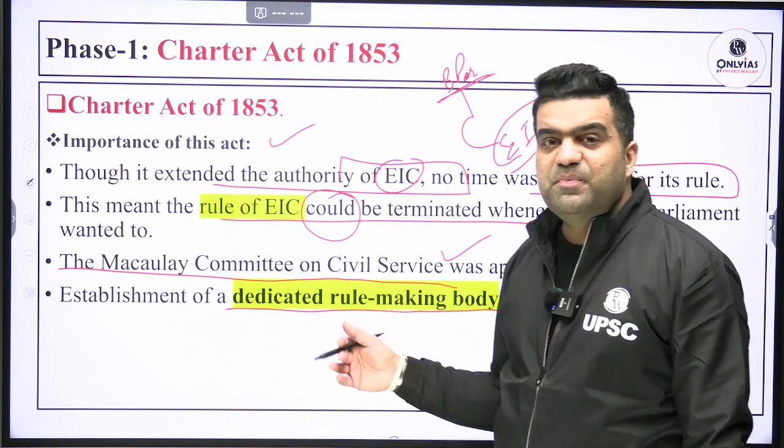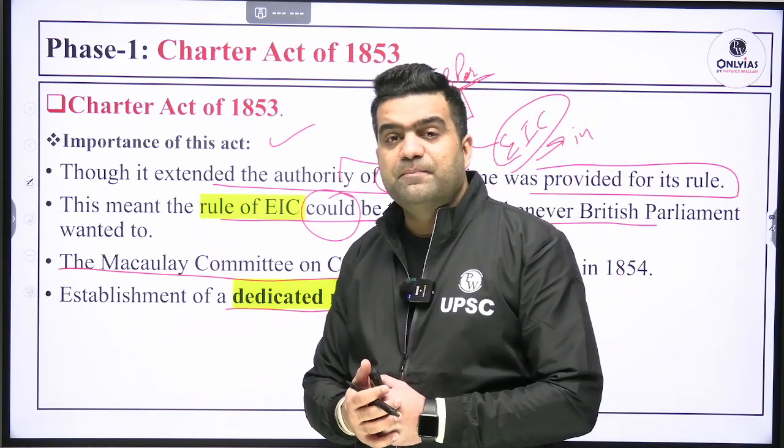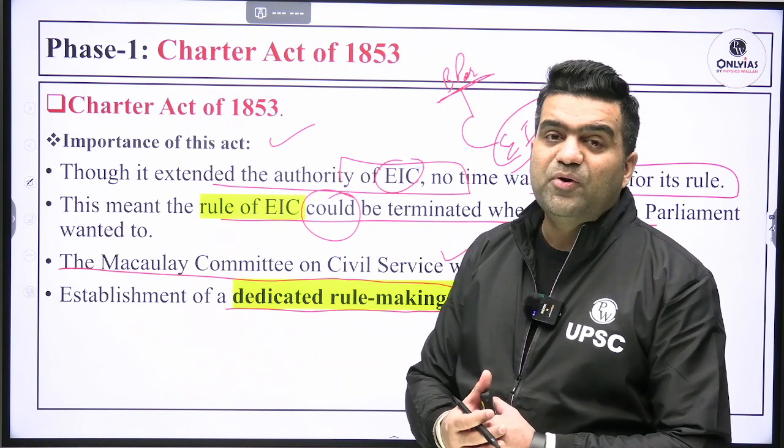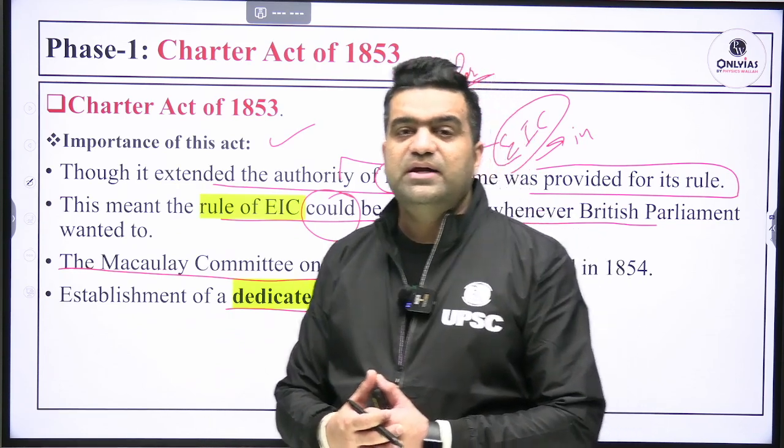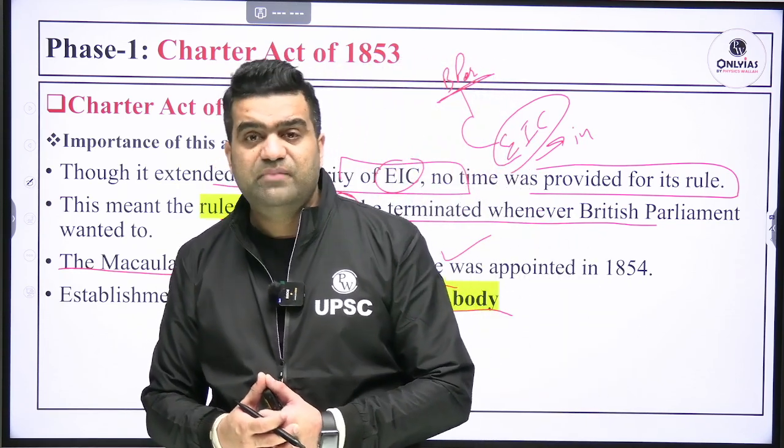What did the British Parliament expect from the East India Company? That the company has to keep on declaring enough profit to keep the British government in good humor, to keep the British government happy, right?